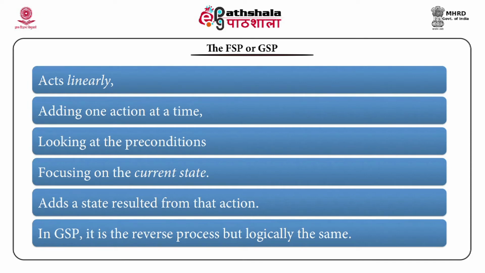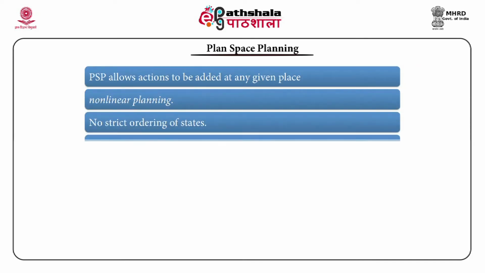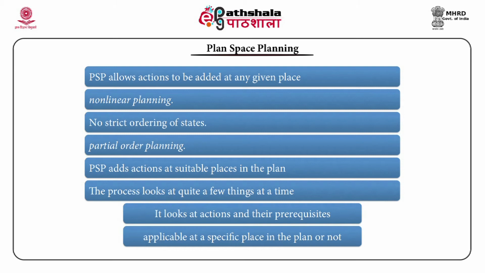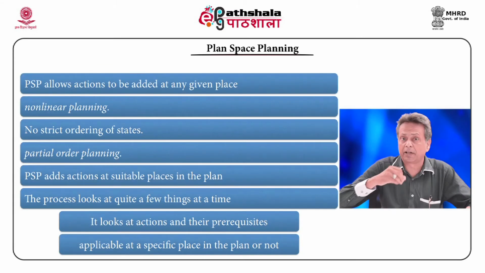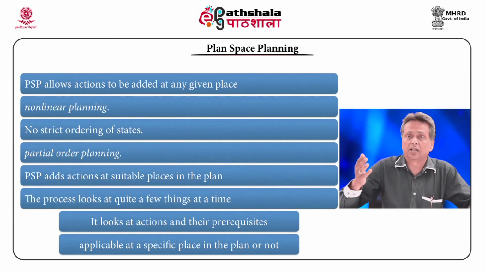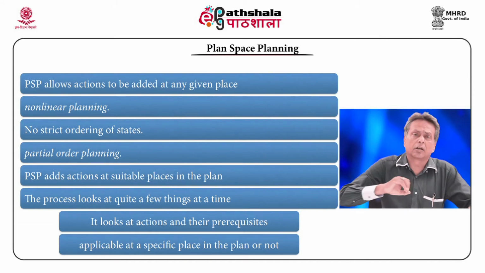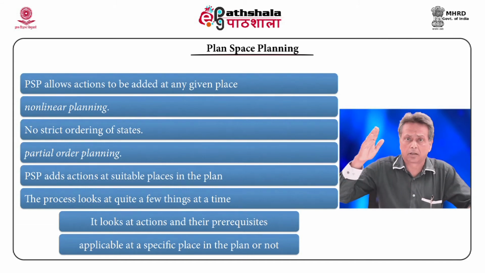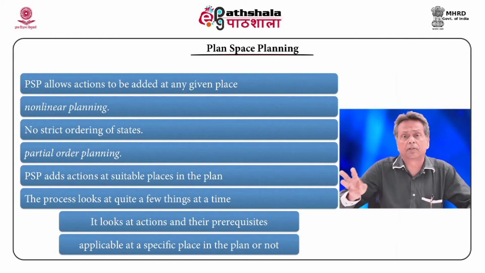Plan space planning, on the contrary, is doing it that way. It allows actions to be added at any given place. It does not require the prerequisites to be met. Plan space planning uses the word prerequisites rather than preconditions, but that doesn't make any difference here. There is no strict ordering. The states may not be in order, and there can be 3 different types of ordering.